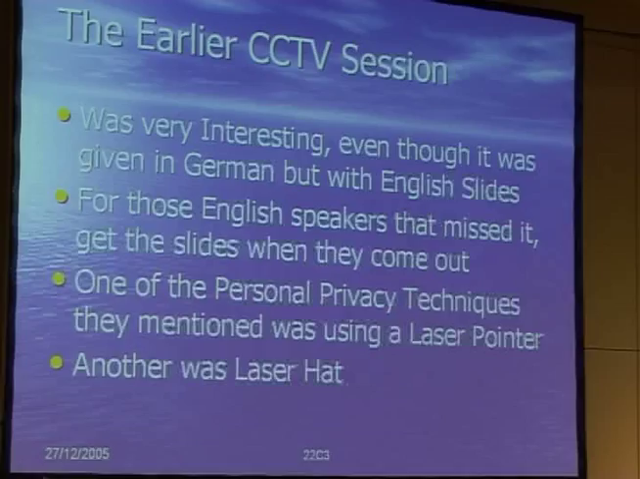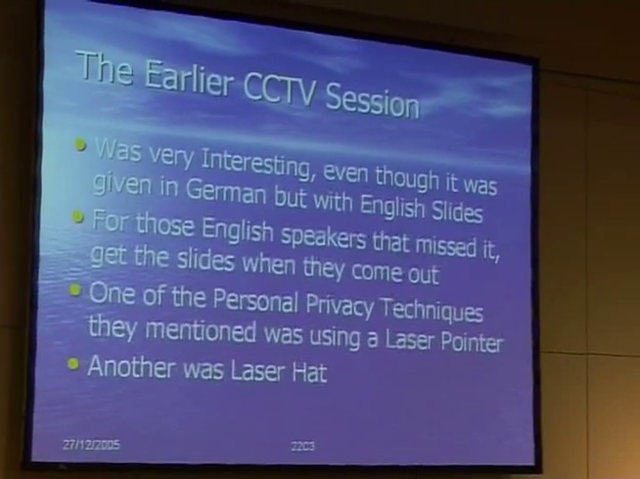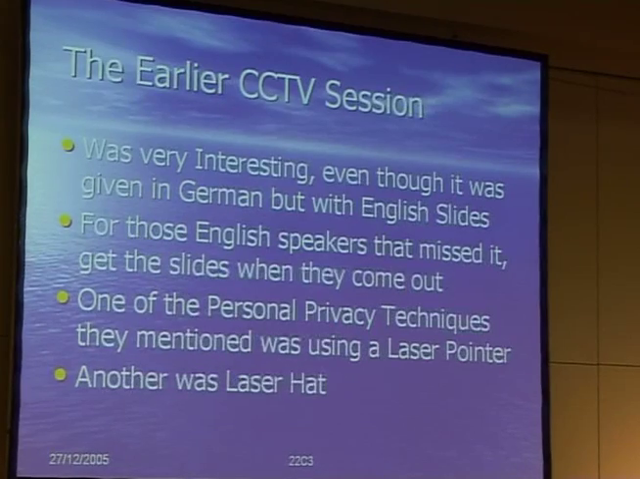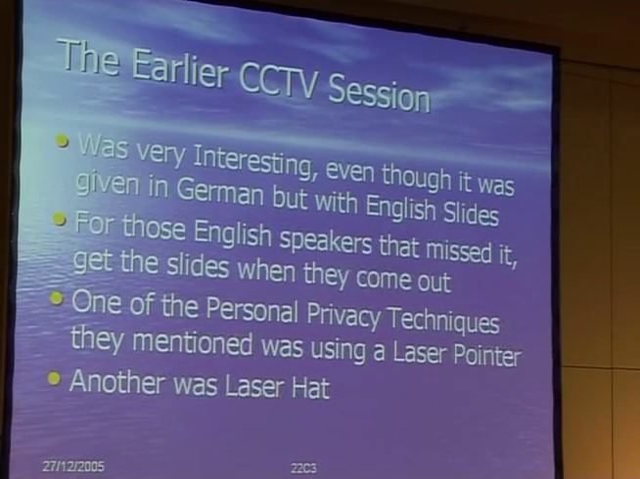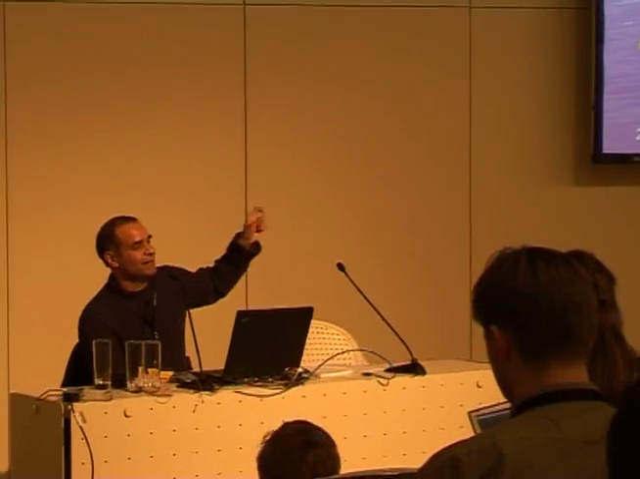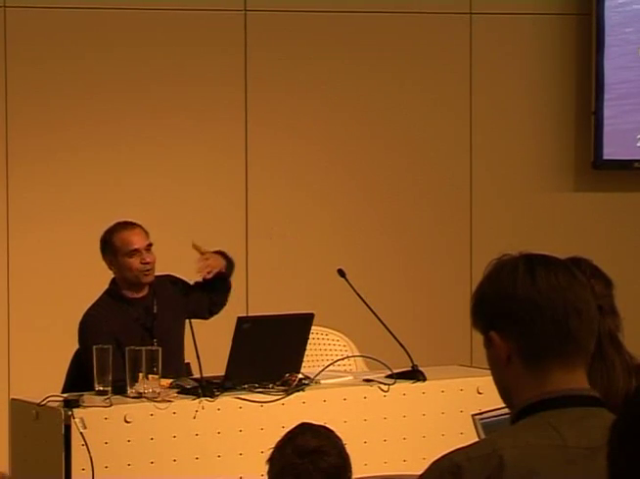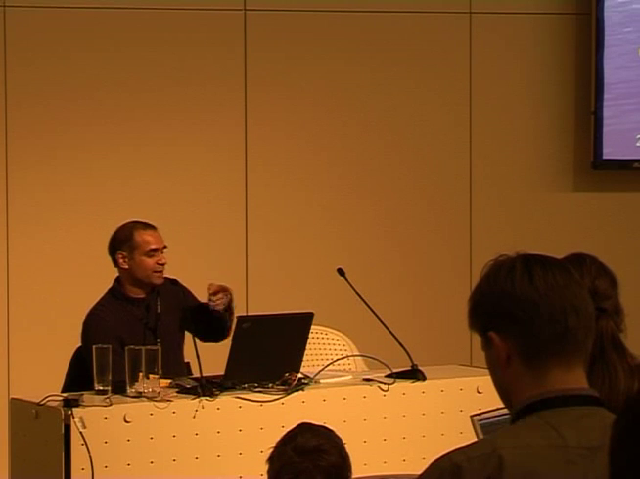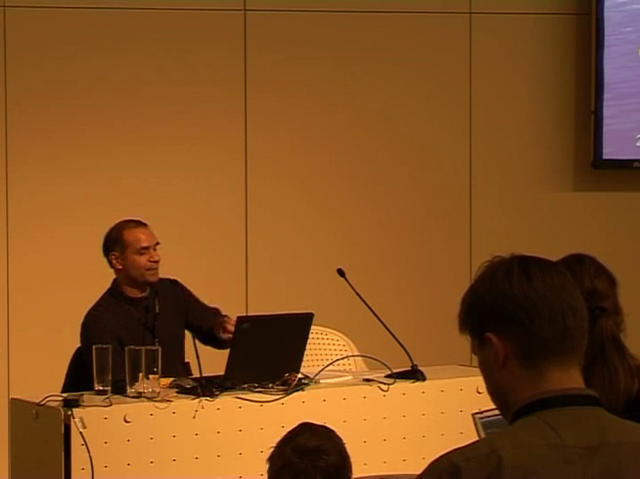There was also a session earlier today. The earlier session was very interesting, as I said, even though it was in German, with English slides. You did miss out. When the slides come out, I'd really recommend you look at them because they are very good, very useful. One of the personal privacy techniques that they mentioned was to use a laser pointer. Another one was a laser hack. Basically, the idea was if you use a laser pointer at a camera, it burns and ruins the camera, and that way the camera can't record what it's trying to see. I have come across that, but I'd totally forgotten it. But it is a very, very important point. That is illegal. If you ever did it in England, I don't know what the law's like here, but you would be done pretty badly. And with 16 million cameras in England, you're not going to get that far.